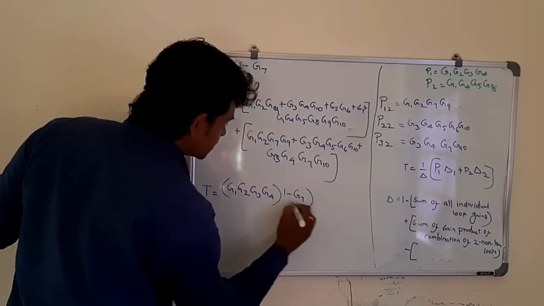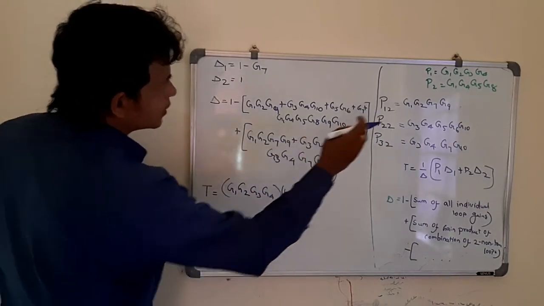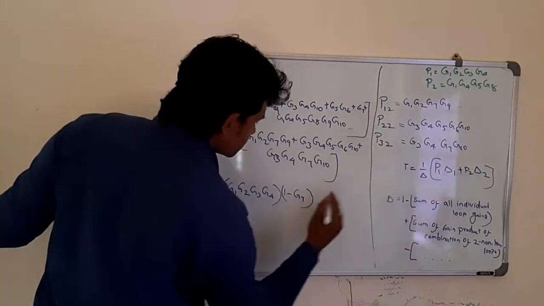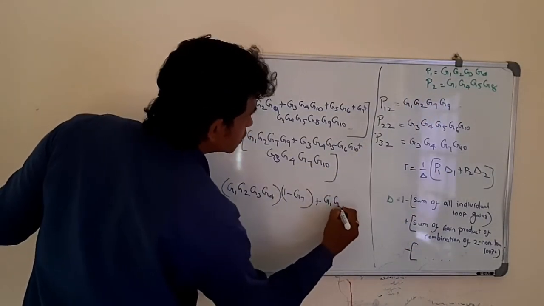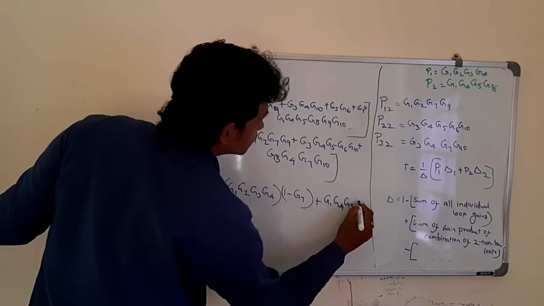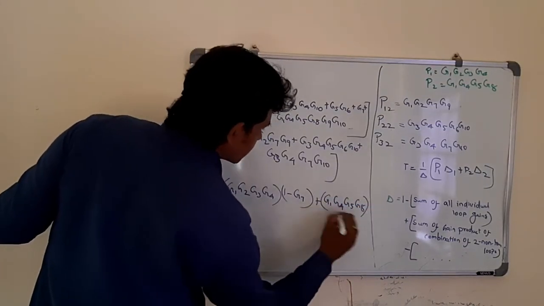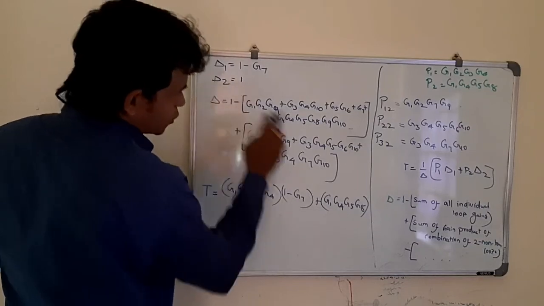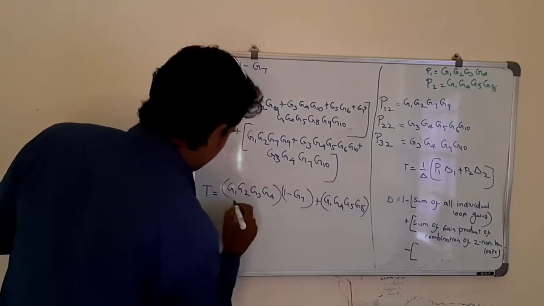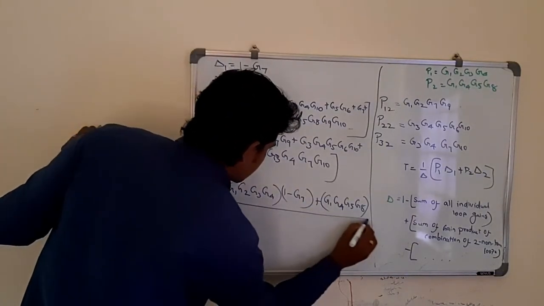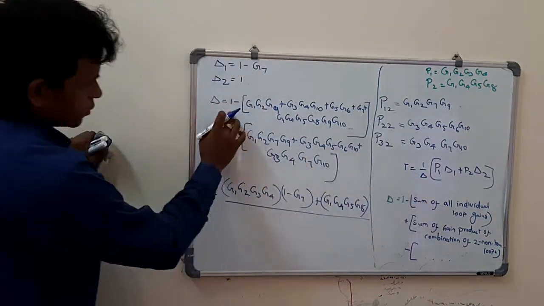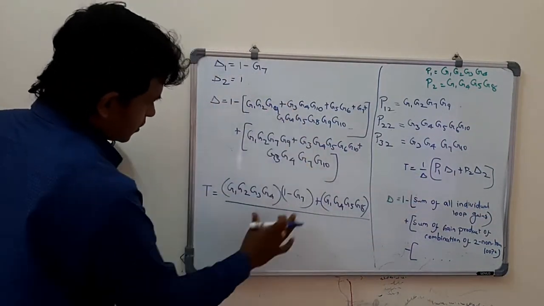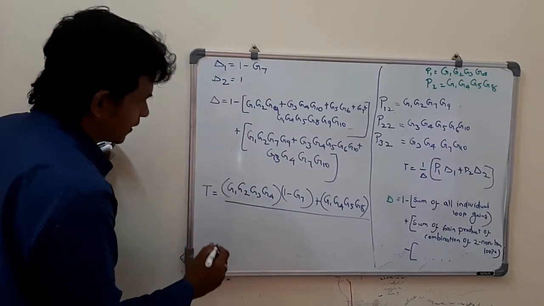Then plus P2. P2 is G1 into G4 into G5 into G8 into del 2. Del 2 is 1, so I am leaving it as into 1. The whole is divided by del. I am substituting del from this portion here, and that becomes the overall transfer function.